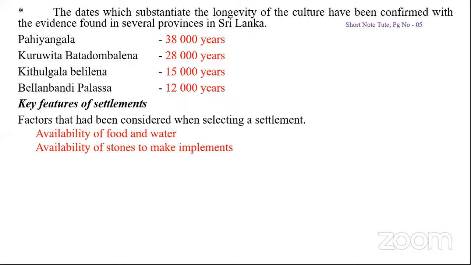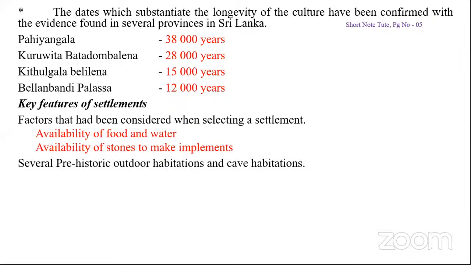They did not consider any other thing because they were not wearing anything. They were not sending their children to schools or anywhere. So no schools needed, no electricity needed, no infrastructure needed. The only things they needed were what? Food, water, and stones. So they considered only those things. Then several prehistoric outdoor habitations and cave habitations were there. So in those 6 regions, they were living where?